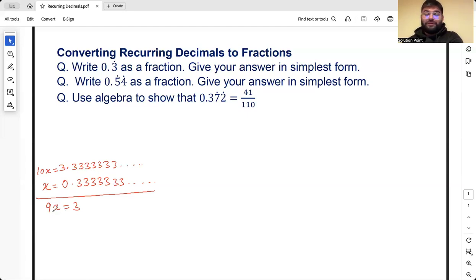Now to work out the value of x, I need to divide both sides by 9. So I'll have x equals 3 over 9. If I simplify this, 3 times 1 is 3 and 3 times 3 is 9. So x will be equal to 1 over 3. So that means 0.33333, or 3 recurring, is equal to 1 over 3.